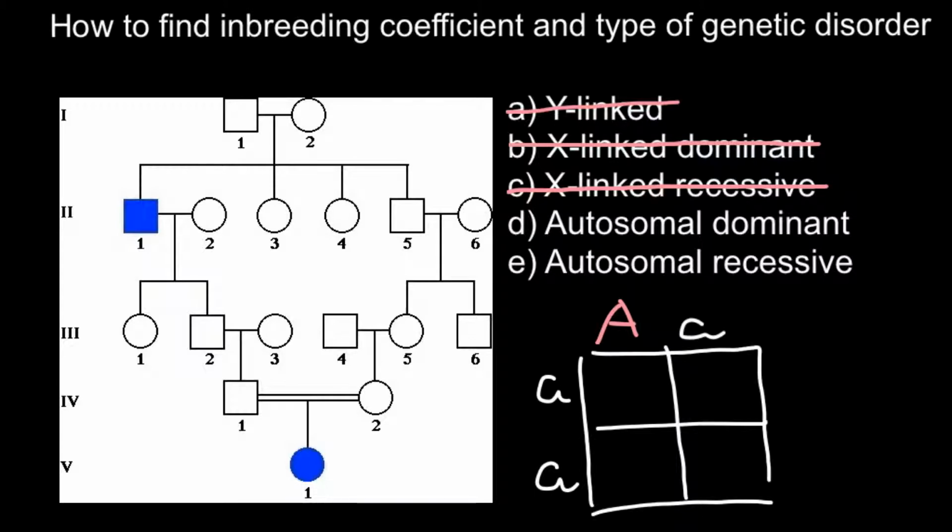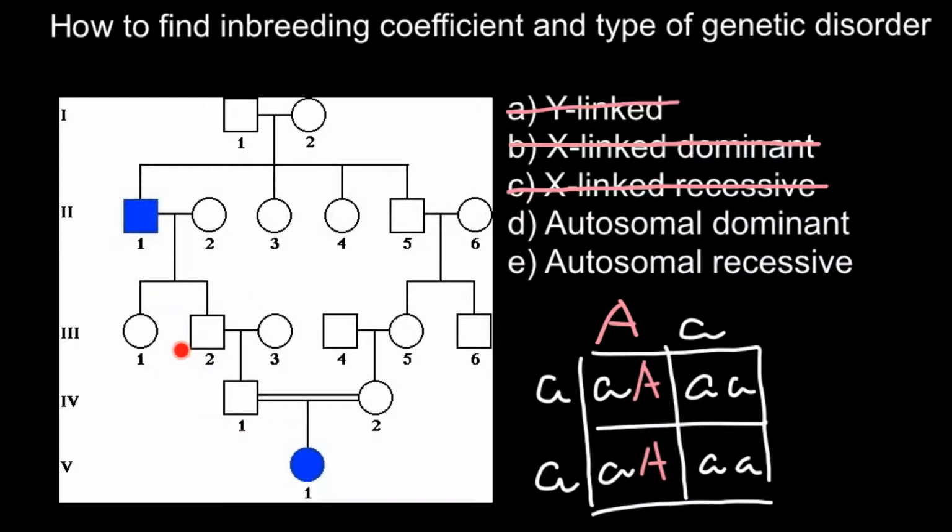So here we would have small a, capital A, small a, capital A here, and small a here, and small a here. So as you see, 50% of the progeny would be affected with this genetic disorder, and 50% of the progeny would be phenotypically and genotypically normal, and these ratios would be regardless of the sex of the progeny. Let's now analyze our pedigree.